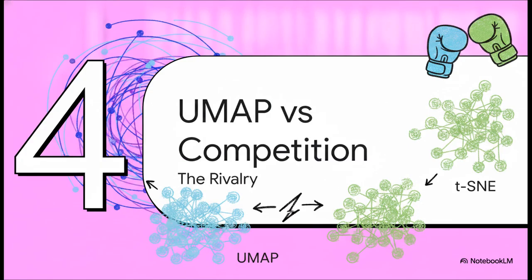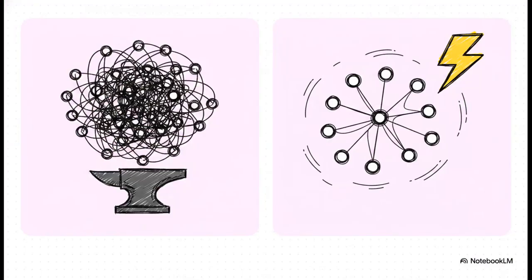Let's move to Section 4 and see how this builds into a rivalry. UMAP versus the competition. Because algorithms don't exist in a vacuum, and UMAP has a pretty famous rivalry with another popular heavyweight called t-SNE. The big differentiator here? Speed.